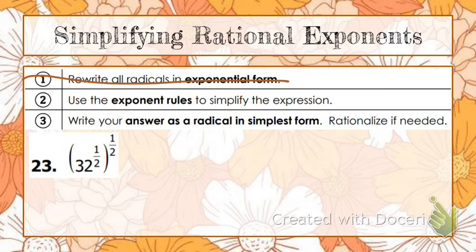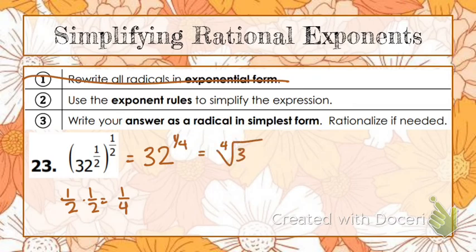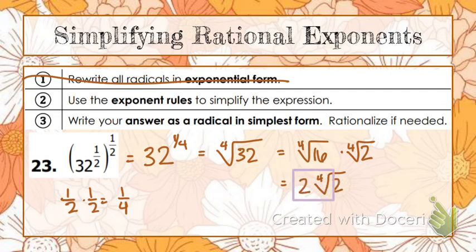Okay, so then we're going to use exponent rules to simplify the expression. So when you raise a power to a power, you multiply them. So this is going to be 32 to the 1/2 times 1/2, which equals 1/4. So 32 to the 1/4 power. That means the 4th root of 32. We know that there is a 4th root that goes evenly into 32. That 4th root is 16. So we're going to do the 4th root of 16 times the 4th root of 2. The 4th root of 16 equals 2. And so this is our final answer.